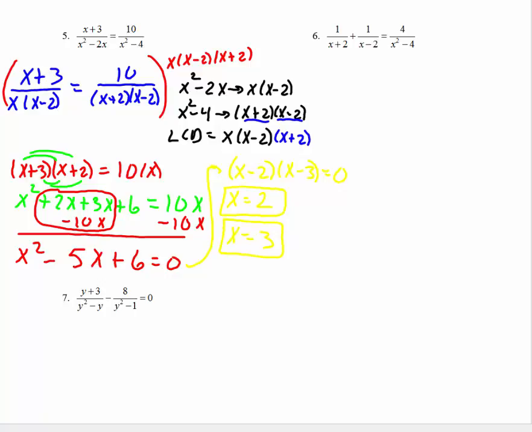Looking at our denominators, which were x squared minus 2x and x squared minus 4, if I plug in x equaling 2, I get a 0 in the denominator. So x equaling 2 has to get thrown out. That's considered an extraneous solution. X equaling 3 is okay because when I plug it into my denominators, they do not give me a 0 down there, so I can keep x equaling 3.